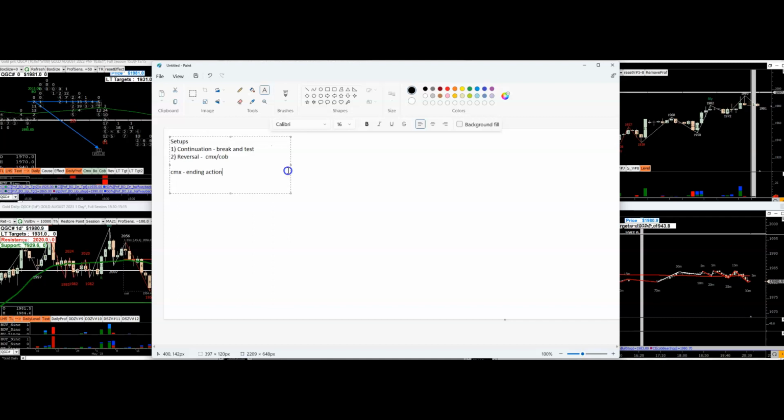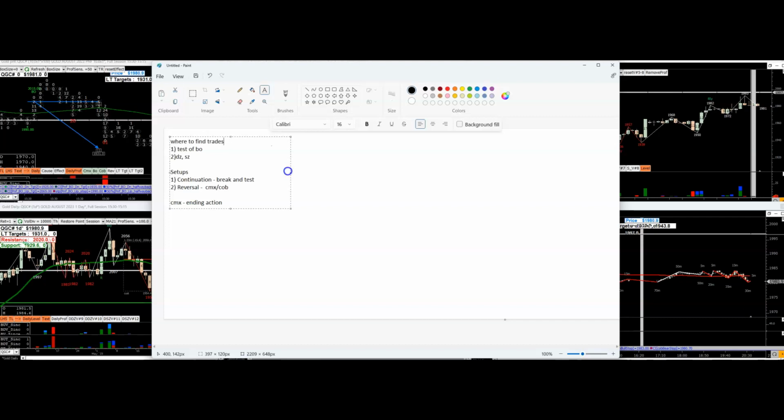So anyway, these are the two setups: continuation and reversals. Okay, so that's the setups. Now, what else do you need? You need location. You need trade location, or points of interest, or whatever you want to call it. Where to find trades. So this is also the same. It's the test of breakouts, right?